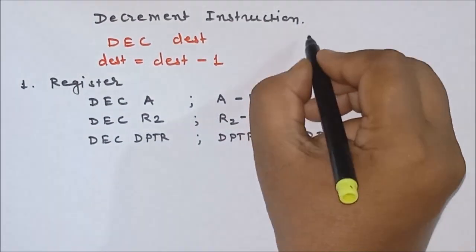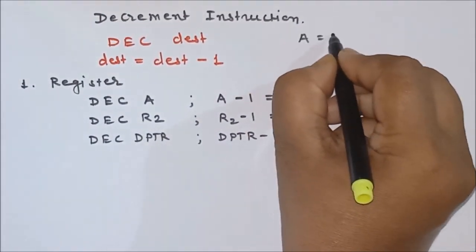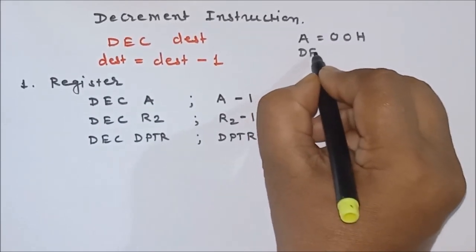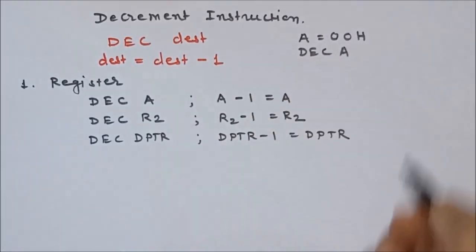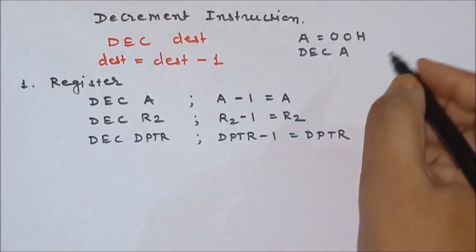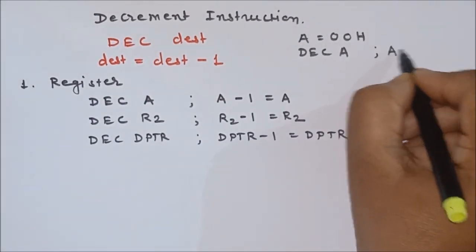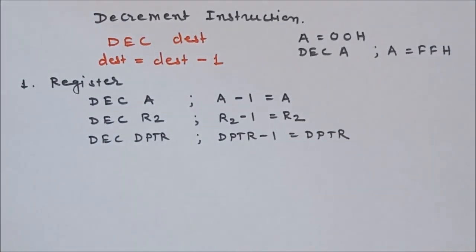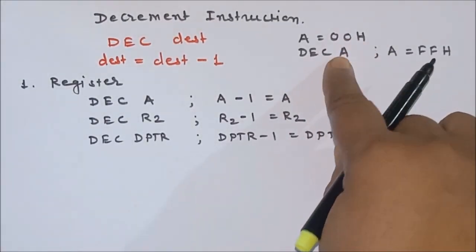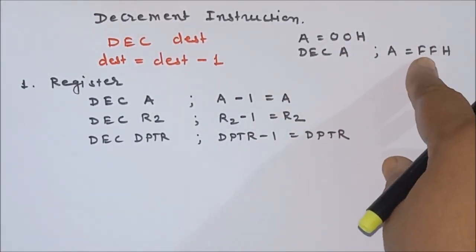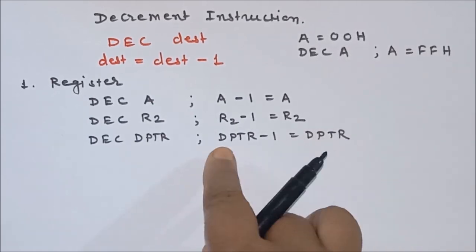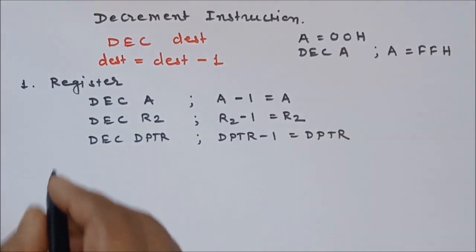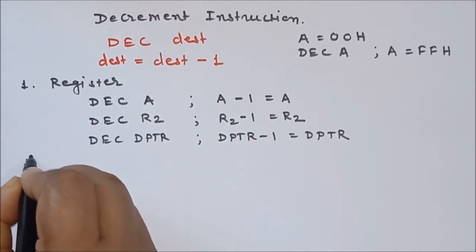Here again, if the contents of a register, for example the accumulator, are 00H and we are trying to decrement this 00H by 1, the contents of the accumulator will roll over to FFH. So 00H, if it is decremented, will give you the result FFH. For DPTR, it will be FFFFH. So this is register addressing mode.